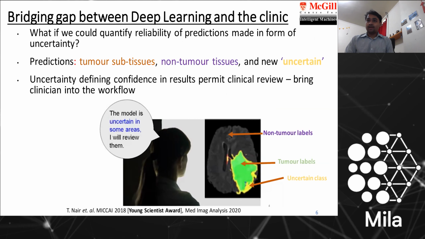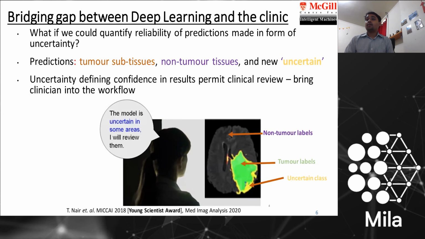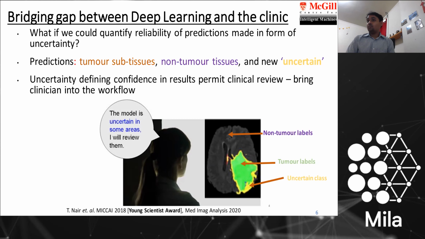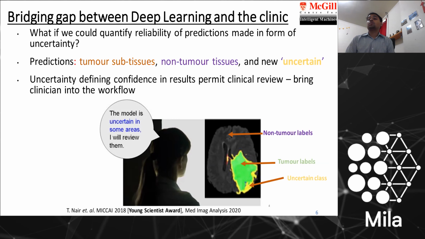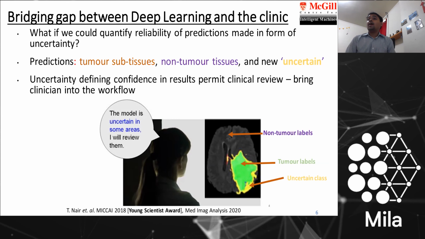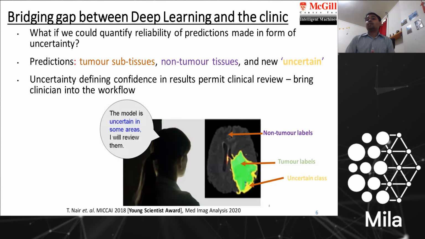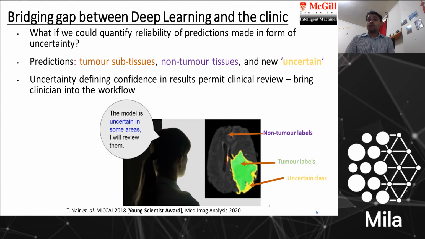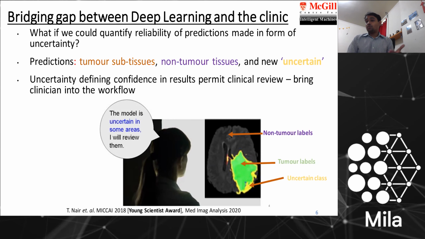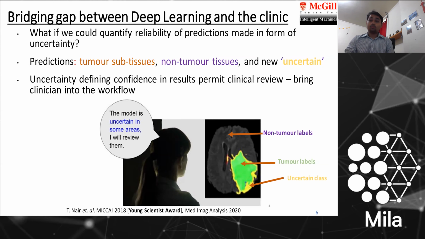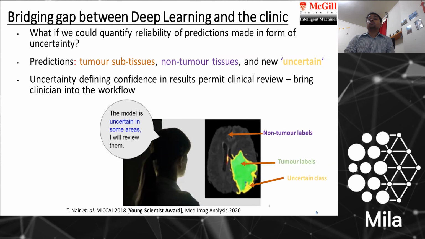So how do we do that? As Professor Arbel mentioned, we do that by defining something known as uncertainty, where the model can say, okay, I'm not sure about what my prediction is. In that case, we can ask a clinician to review it. If we look at the most uncertain areas and ask the clinician to review, and for the most certain areas the network is right, then clinicians will trust it more and can integrate it into the clinical workflow.